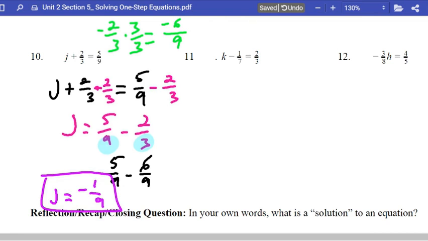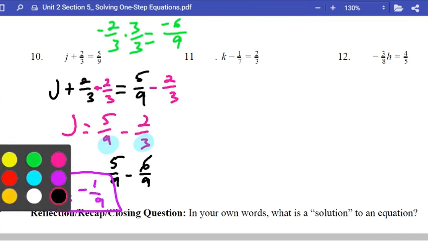All right, 11. K minus 1/7 equals 2/3. What's keeping the k from being alone? The negative 1/7. What's it doing to the k? It's being subtracted. So we have to do the opposite, which is to add. Opposite, sorry. This time, I'm going to pick the color black. I'm going to add 1/7 to both sides.